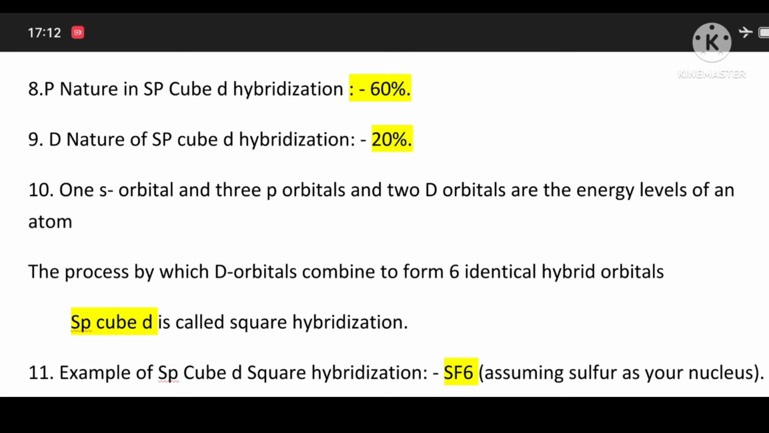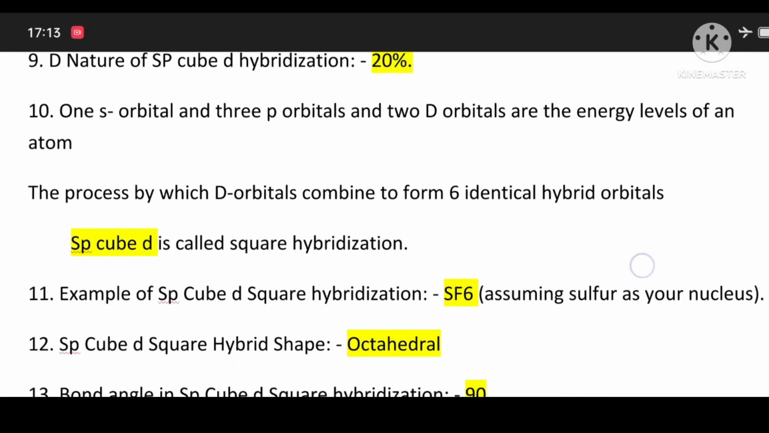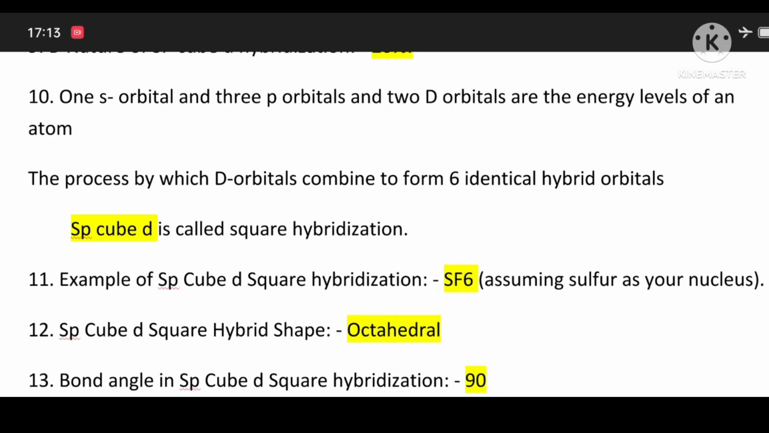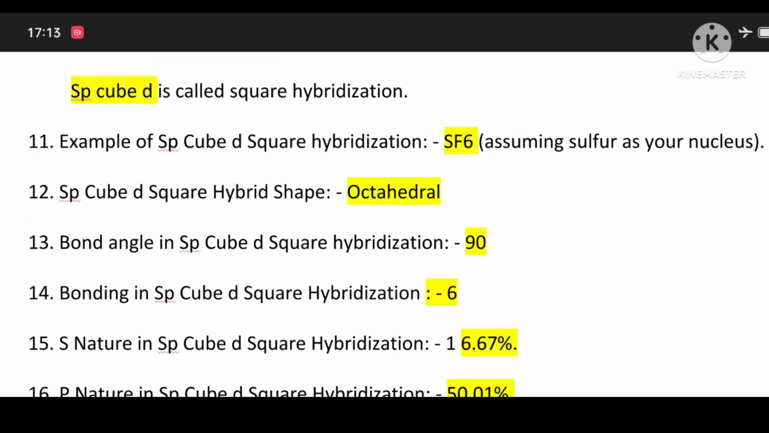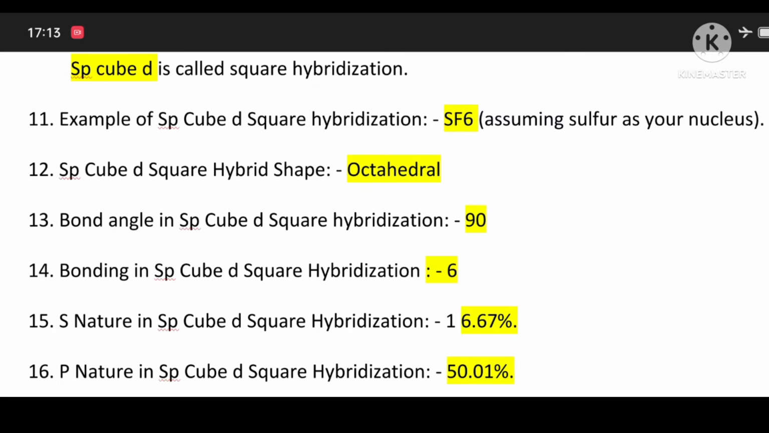Number 10, one s orbital, three p orbitals and two d orbitals are the energy levels of an atom. The process by which these orbitals combine to form 6 identical hybrid orbitals is called sp3d2 hybridization. Next, an example of sp3d2 hybridization is SF6, assuming sulfur as the nucleus. And number 12, the sp3d2 hybrid shape is octahedral.